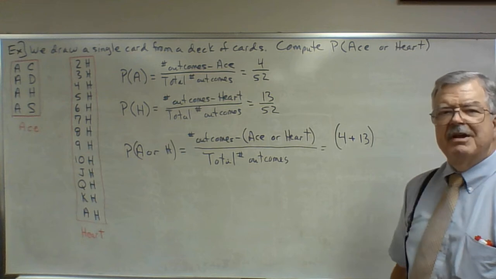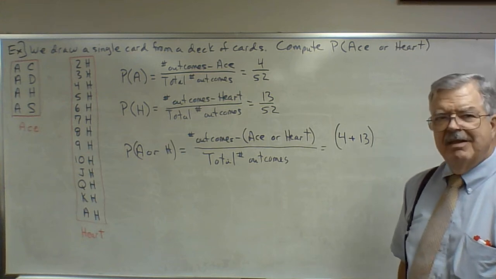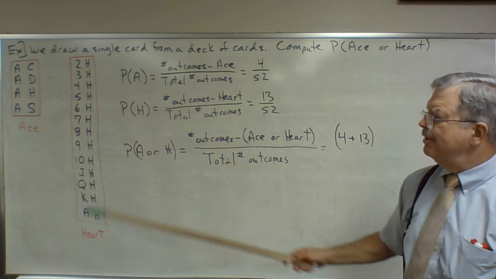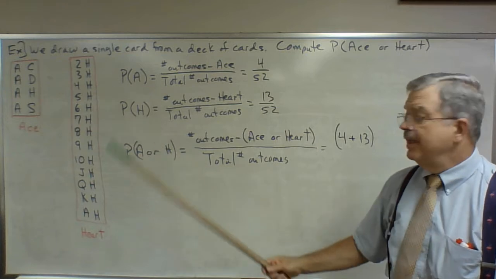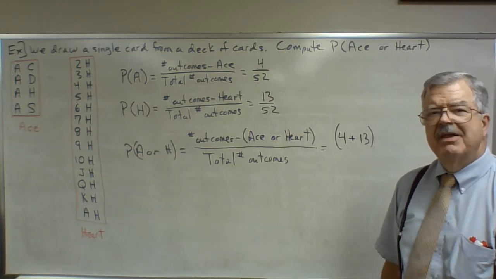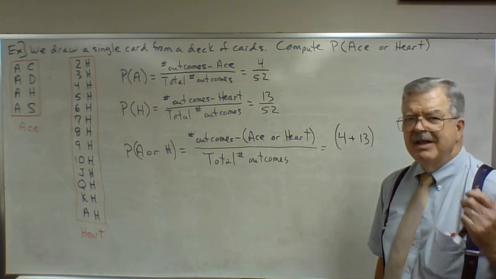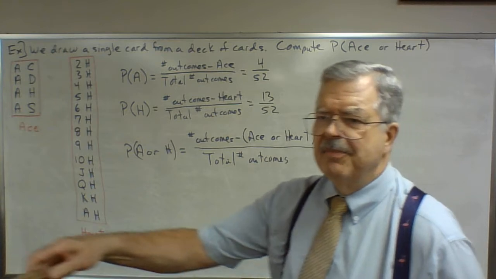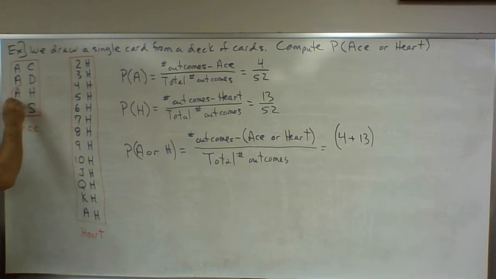But do you see a problem here? You might if you look very closely at the outcomes resulting in an ace and the outcomes resulting in a heart. Do you see a problem there? It's kind of subtle, but you might see it. I think this is a problem.